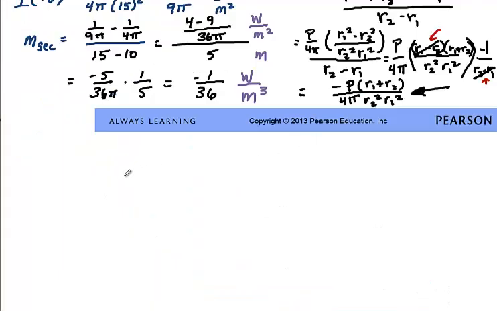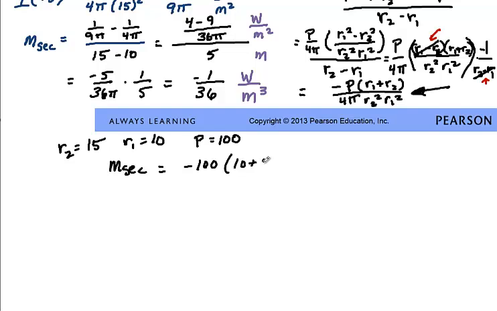So let's say you don't believe me. Let's just check it out. M of the secant line, and I'm going to do this for R2 equal to 15 and R1 equal to 10, and I believe the power was 100. So let's just check it out real quick. So that's negative 100 over 10 plus 15 all over 4 pi, and then I've got 15 squared over 10 squared, and I'm going to do a little canceling here, make my life easier. You're gone, little buddy.